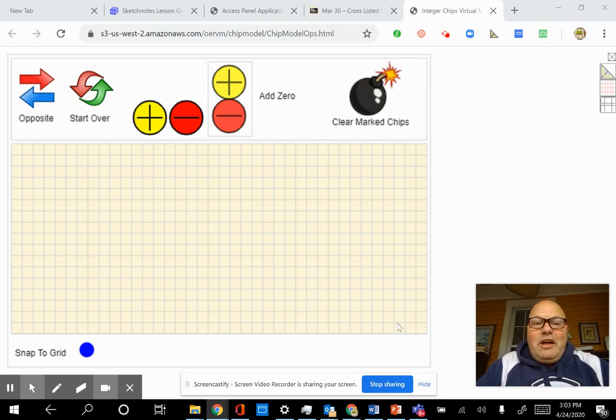But before we do that, I want to use the chips to go over with you what exactly integers are. So we've seen on the number line that integers represent positive and negative numbers and zero. But with chips, we use positives and negatives to demonstrate integers.